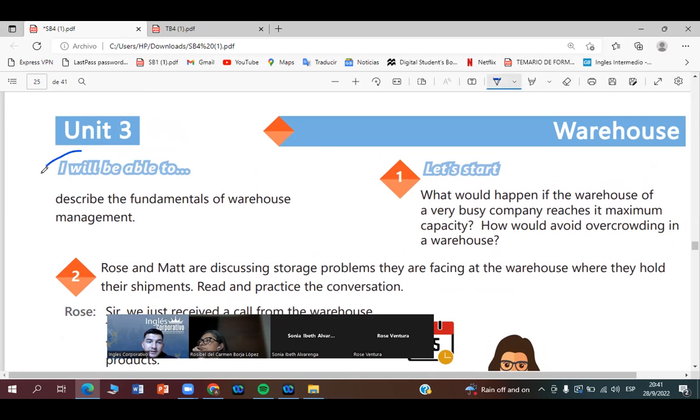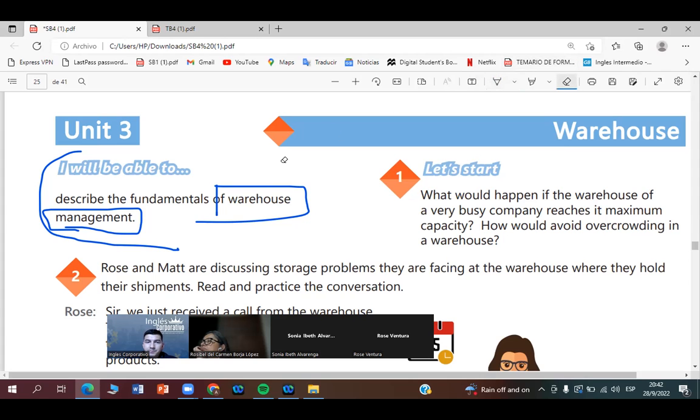Remember, the objective is clear: describe fundamentals of warehouse management. So it means, as you were trying to tell us, it's really important to know which products are the ones that people demand the most. Those products are going to be in a warehouse just for minutes or some days, because they're going to be sold as soon as possible. But you need to know which product you're going to have more than a week in your warehouse. It's going to be taking space in your warehouse and you need to take a look at it, right? Very good, awesome.